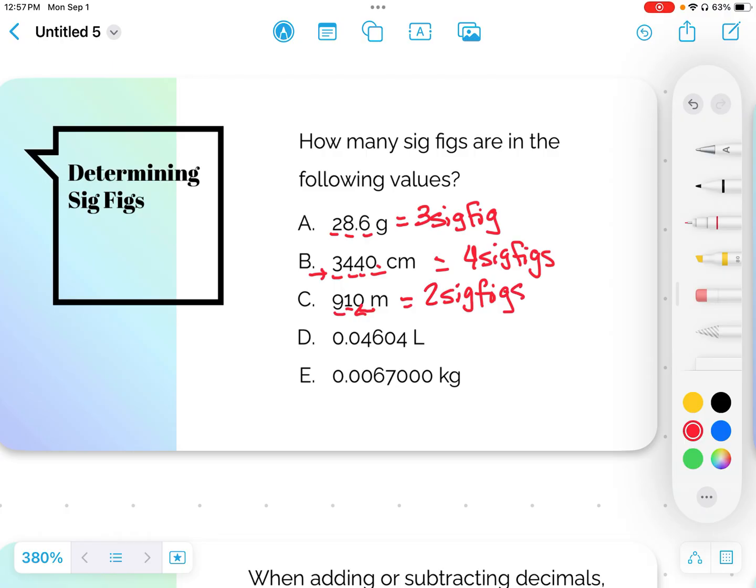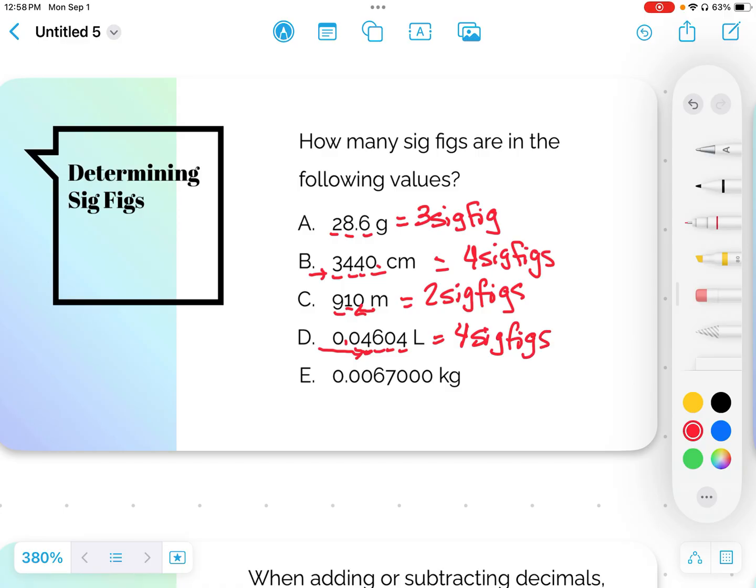All right, looking at D. D, 0.04604. Okay, what's going to happen here? We have a decimal present, so we're going to go to the front. You swim in until you hit a number. Again, these are leading zeros. They do not count. Once we hit that 4, everything behind it becomes significant. So 1, 2, 3, 4. There are 4 sig figs in that number.